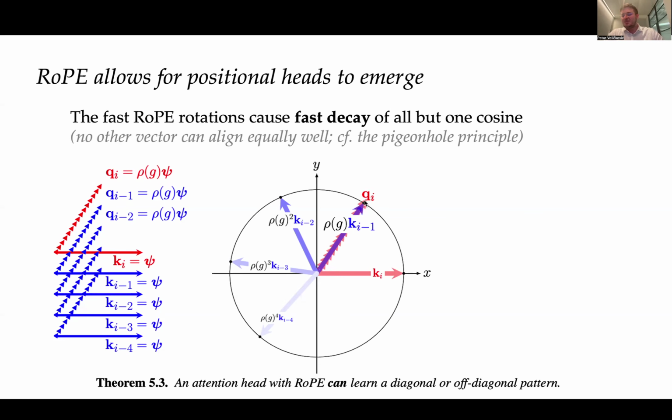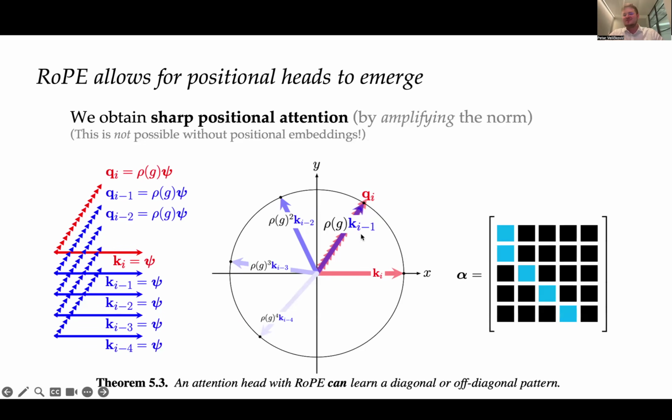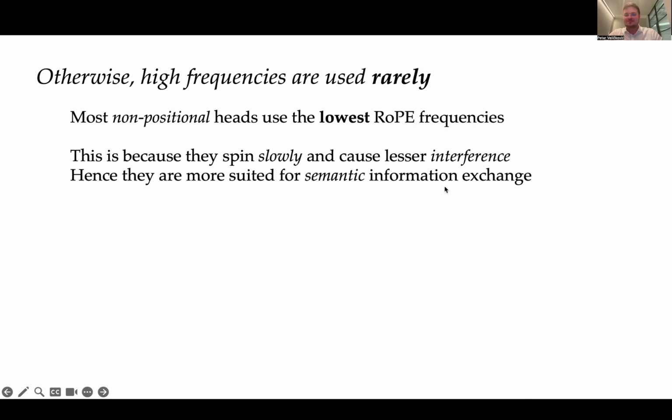And then because of the pigeonhole Dirichlet principle, even though these other keys are going to rotate around the circle, because the length is 2 pi, and your multipliers are integers, you'll never get better alignment than what you got with the desired offset. So all you have to do then is amplify the norm, and the cosine will be less important, and you'll end up with these nice offset attention maps as a result.